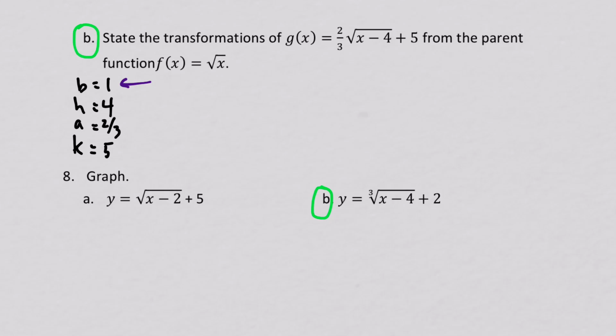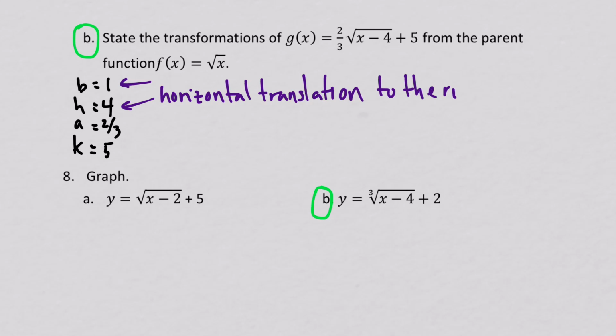But h means that there is a horizontal translation, right? B and h are always horizontal, remember that? Horizontal translation to the right 4 units. It's to the right 4 units because it's positive 4.